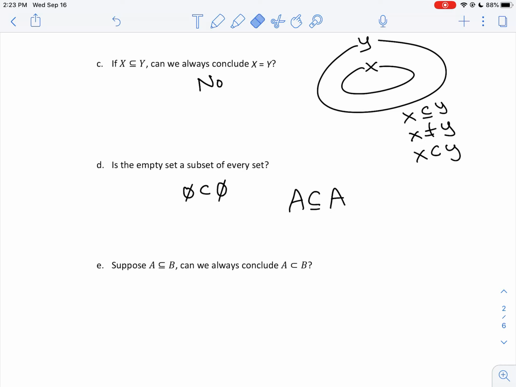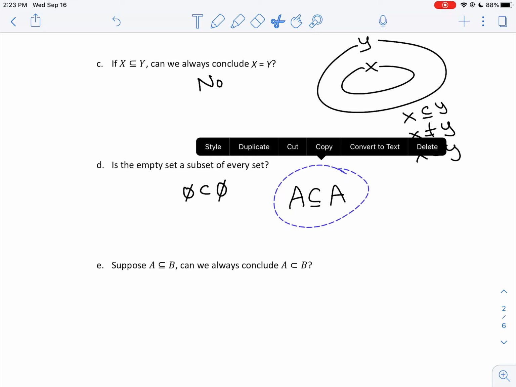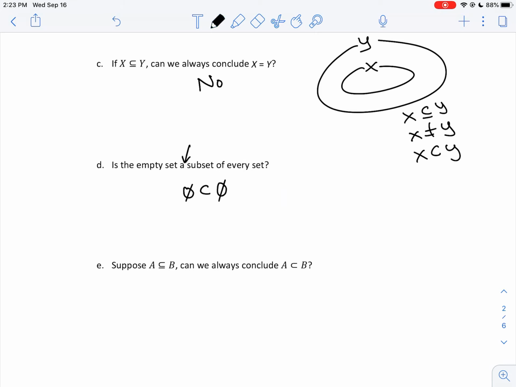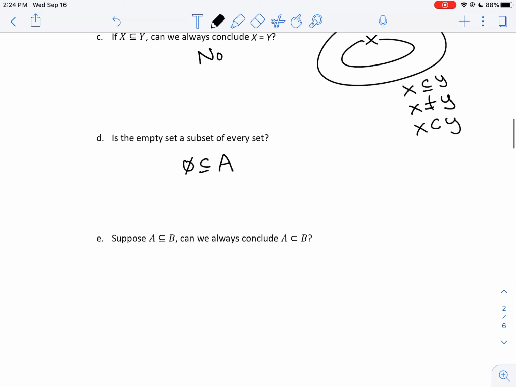So if I had put the word proper right here, is the empty set a proper subset of every set, the answer would be no, because this is a false statement. The empty set is not a proper subset of the empty set. But if you allow for a potential equal, then it really doesn't matter what set you have over here. The empty set is always a subset, proper or equal, of any other set possible. So let's put a yes here. Yes.